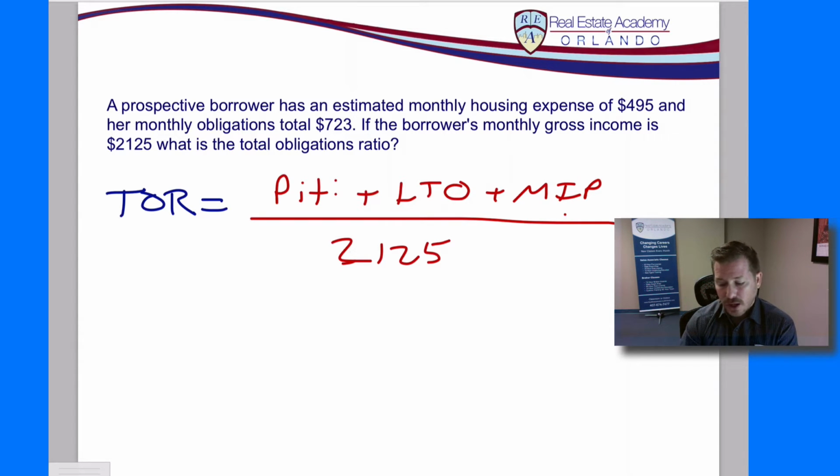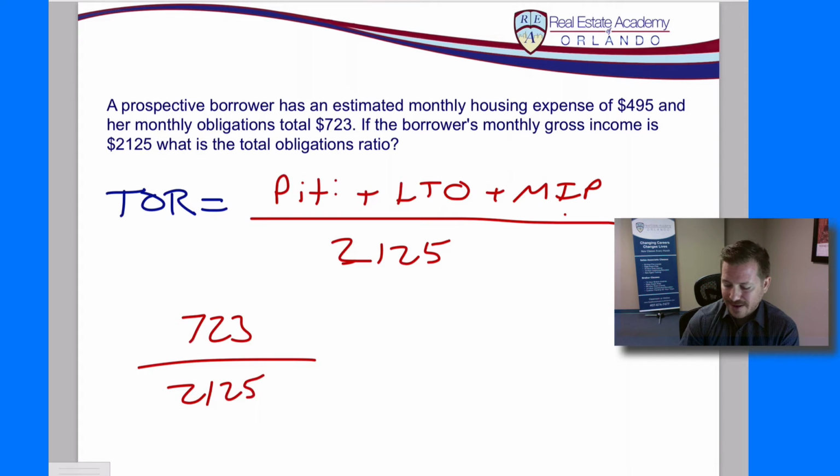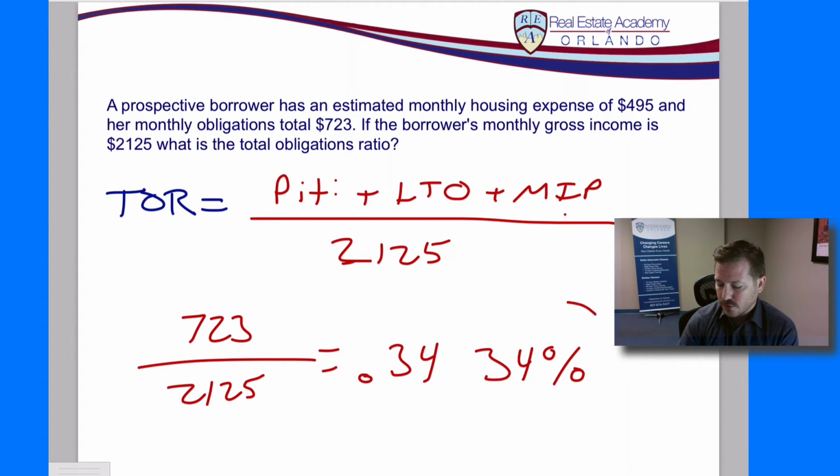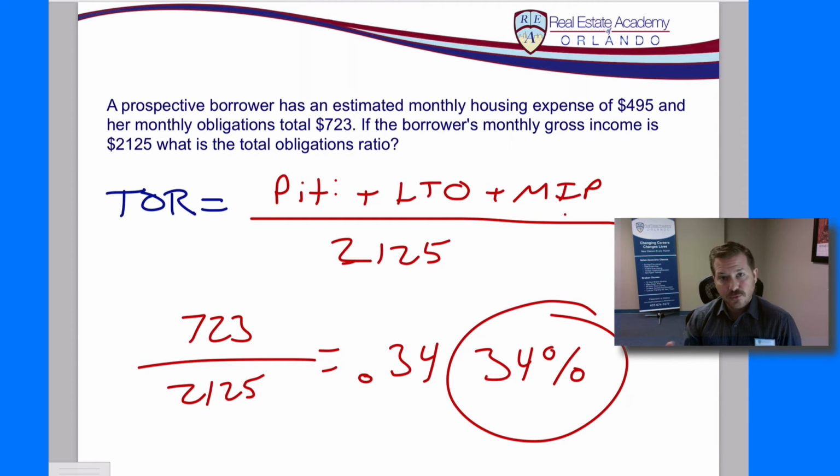So we know the total obligations here is $723. So we can take 723 divided by 2125, and we get 0.34, or 34%. So our total obligations ratio for this prospective borrower is going to be 34%.